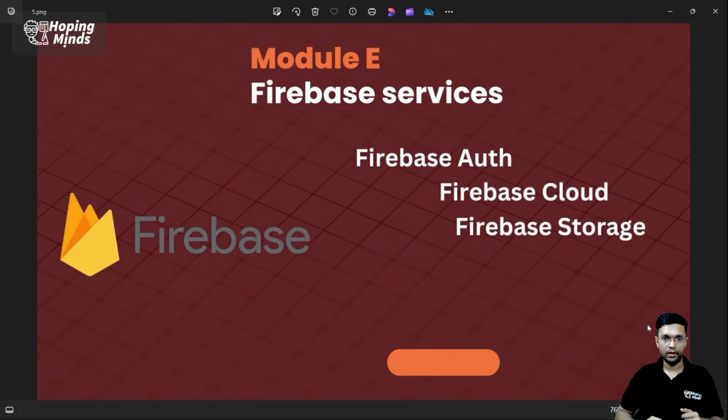Moving to module E is Firebase. You'll probably use the Firebase services which are very popular, like authentication and cloud storage. When it comes to Firebase, if you have any startup idea, I can guarantee you your MVP for the app can get created with the help of Firebase, that too at 0 rupees cost. Firebase has tons of services.